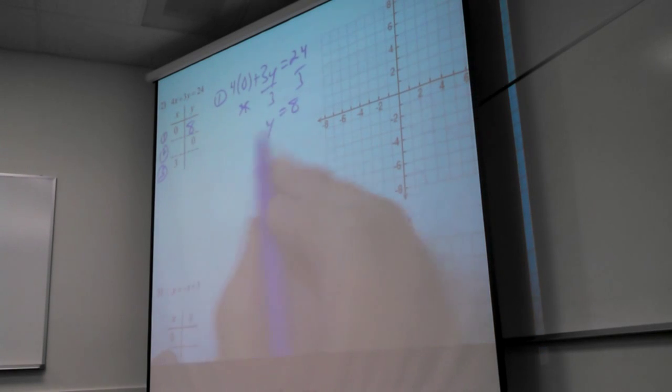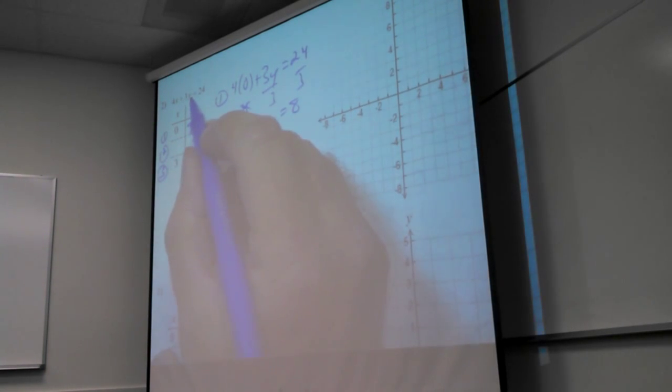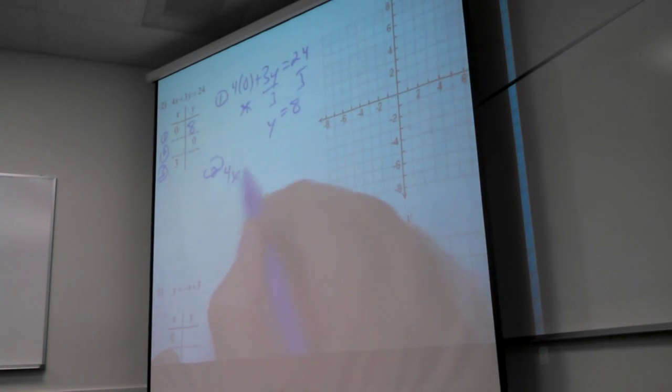So how do I do the second row? Plug a 0 in for y. So you get 4x plus 0, right? 3 times 0 will be 0. 4x is 24, so then x is 6. That's crazy.